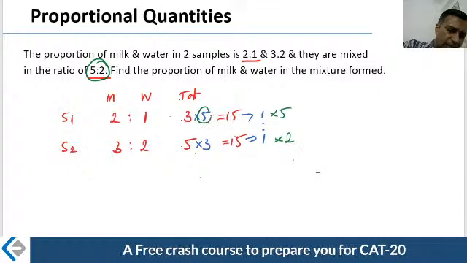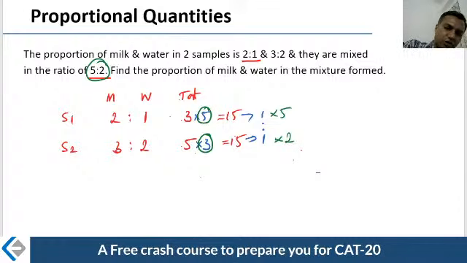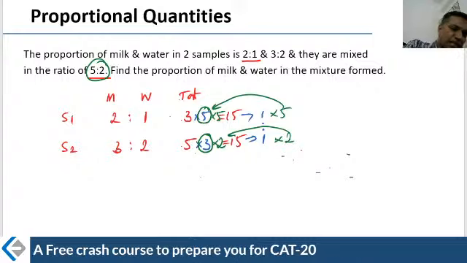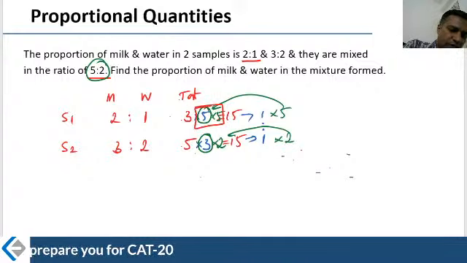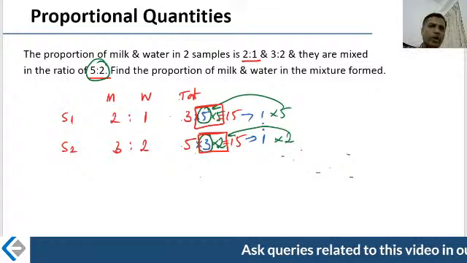Now look at this, guys. You already have a multiplication factor 5 and 3 here. So now bring this 5 also here, 5 into another 5. Bring this 2 also here, therefore 3 into another 2. Therefore, what is the final multiplication factor? 5 into 5, 25. And 3 into 2, 6.